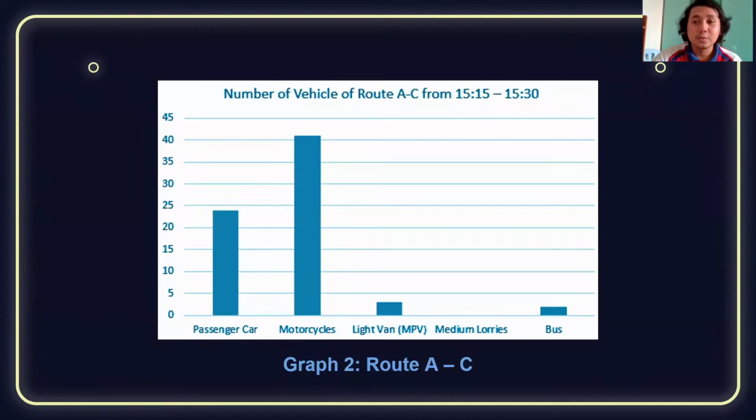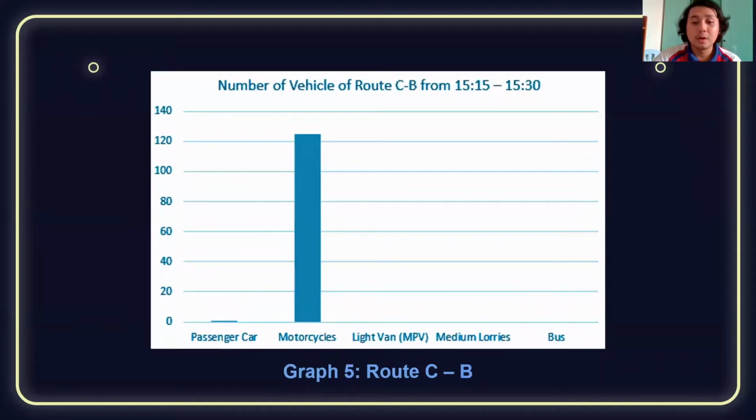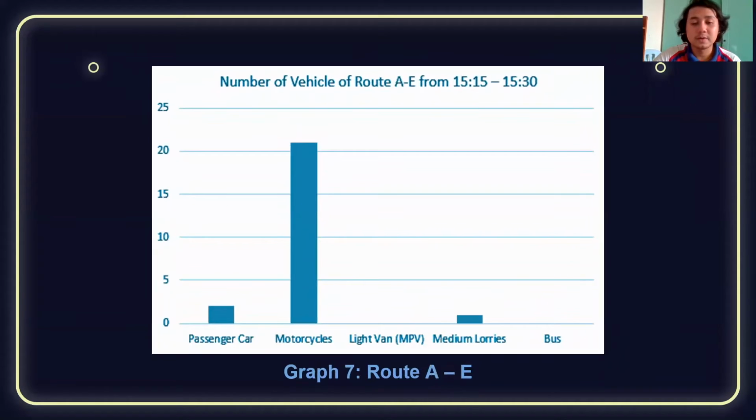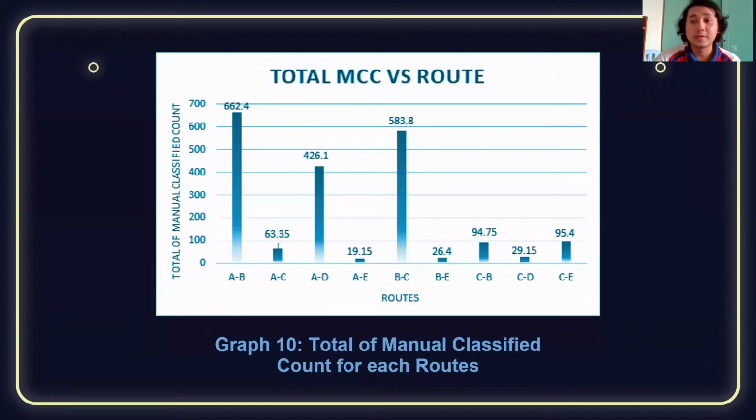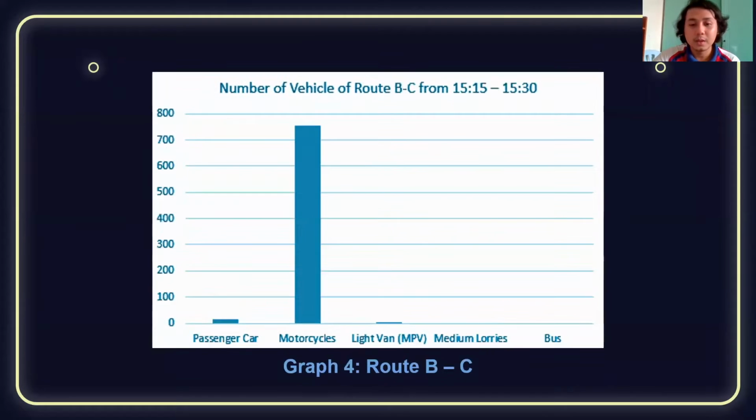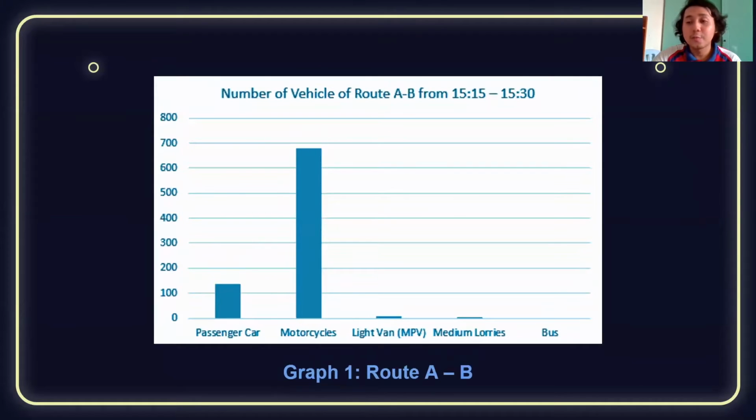Graph 1, graph 2, graph 3, graph 4, graph 5, graph 6, graph 7, graph 8, graph 9, and graph 10. Graph 1 till 9 show the number of vehicles on the road. And the last graph shows the number of manual classified count. So let's look at graph 1.